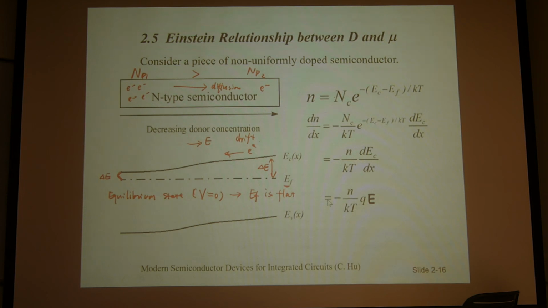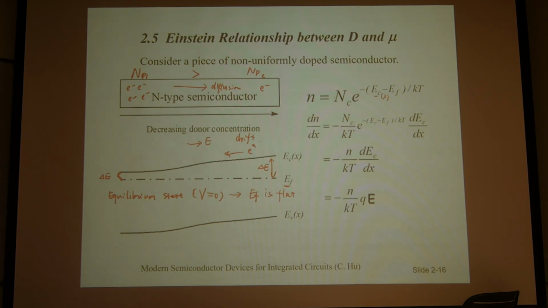But here we want to make loads, and now the E_C is no longer flat. So E_C will change according to x, the location. Then we can take the derivative of n with respect to x. On the right-hand side, the only thing changing with x is E_C, so we will use the chain rule for the derivative. The exponential term will also be kept, so you will have this in front of dE_C over dx.